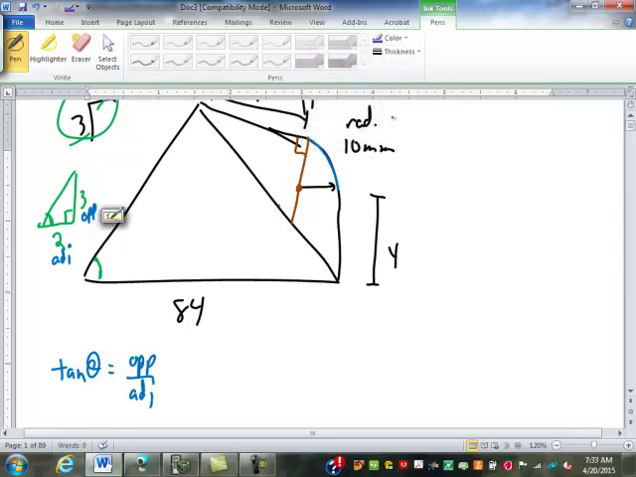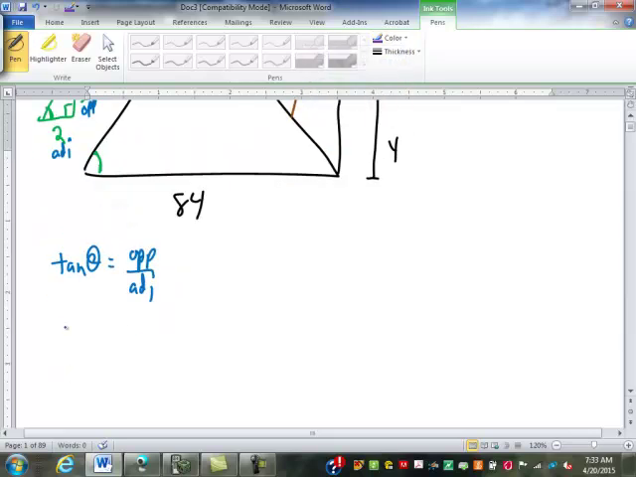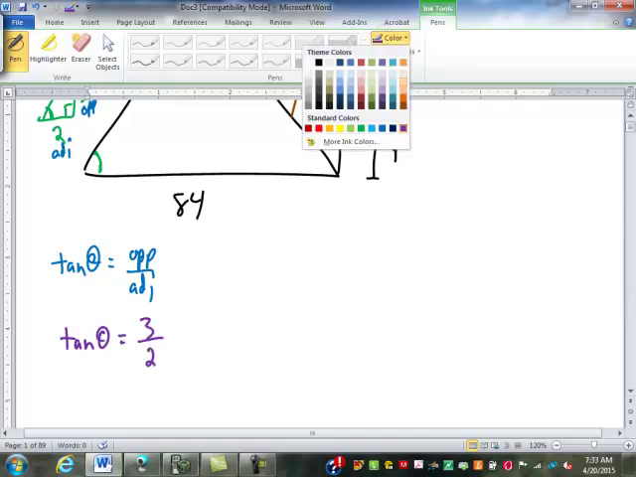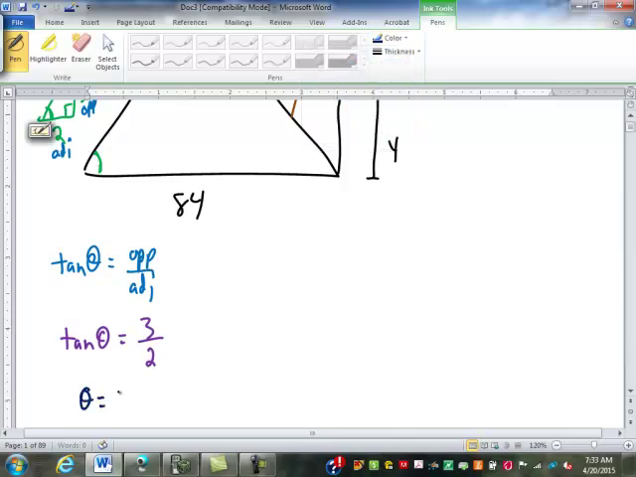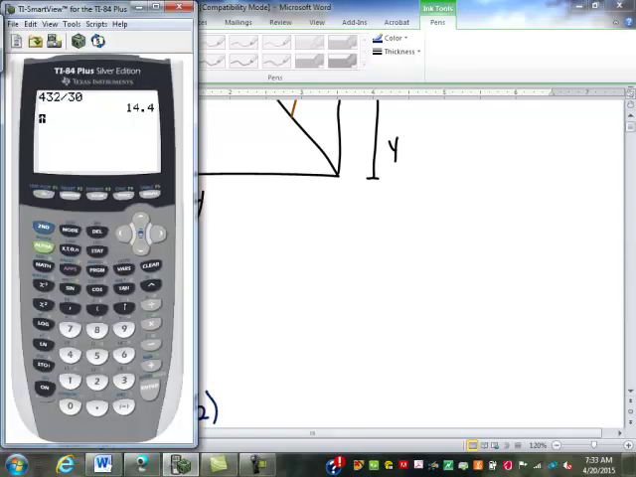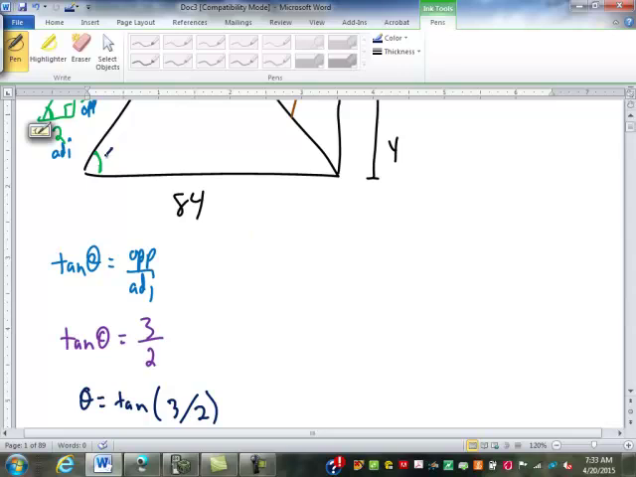And then I fill in the information I have. I'm looking for the angle, so I don't have that. Opposite side is 3, adjacent side is 2. So the angle I'm looking for here is the inverse tangent of 3 divided by 2. So second tangent, 3 divided by 2: 56.31 degrees. And that'll, of course, be the same angle over here.